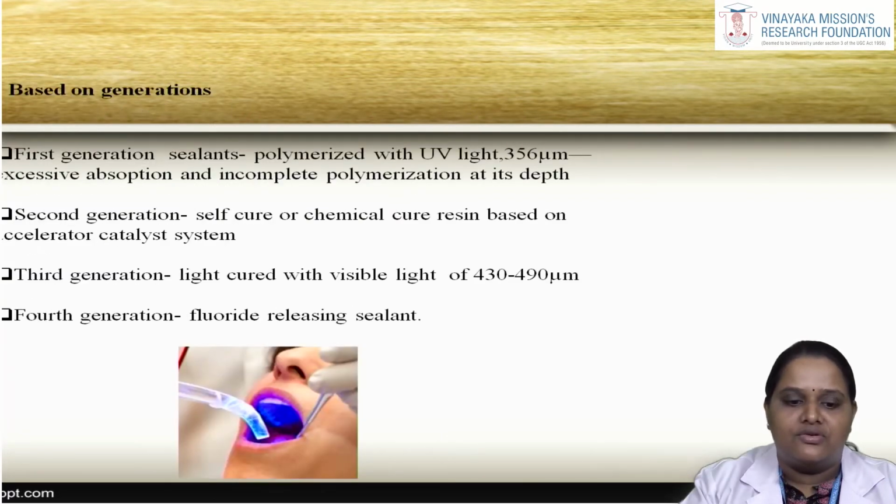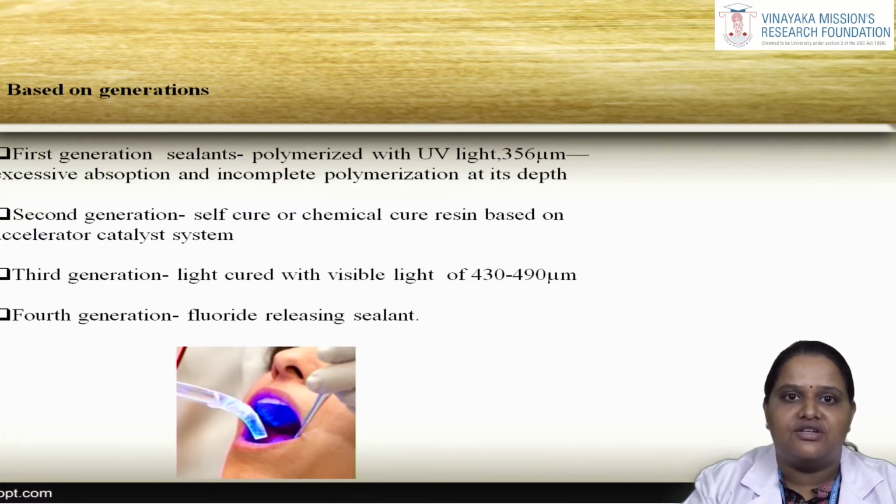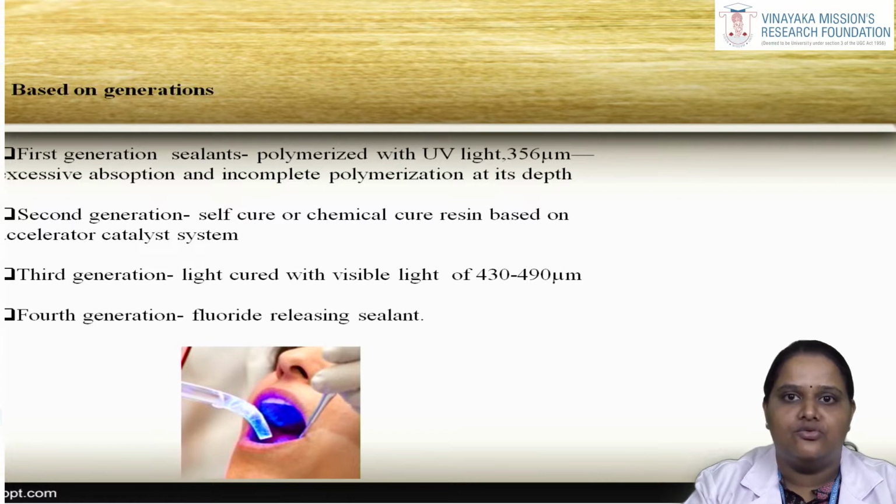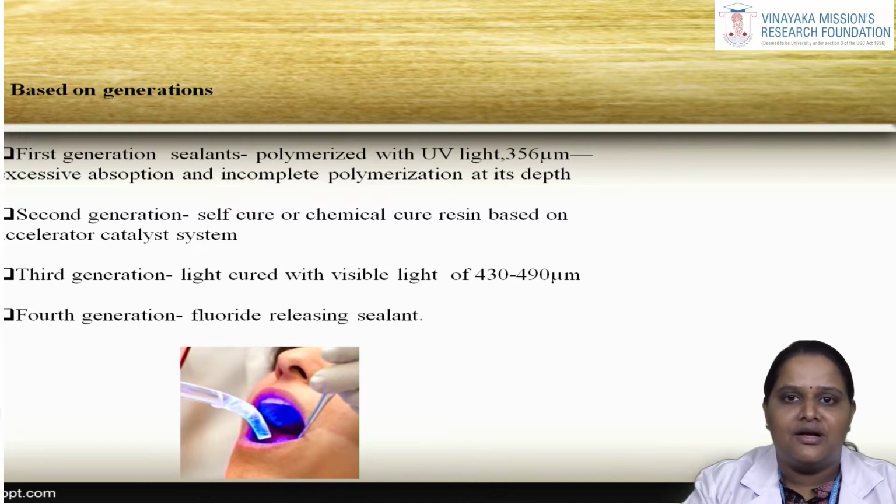Next, we are going to see about the sealants based on generation. Based on generation, there are 4 types of sealants, wherein the first generation sealant is polymerized with UV light of 356 micrometer. Here, there is excessive absorption and incomplete polymerization at its depth. So, next came the second generation of sealants.